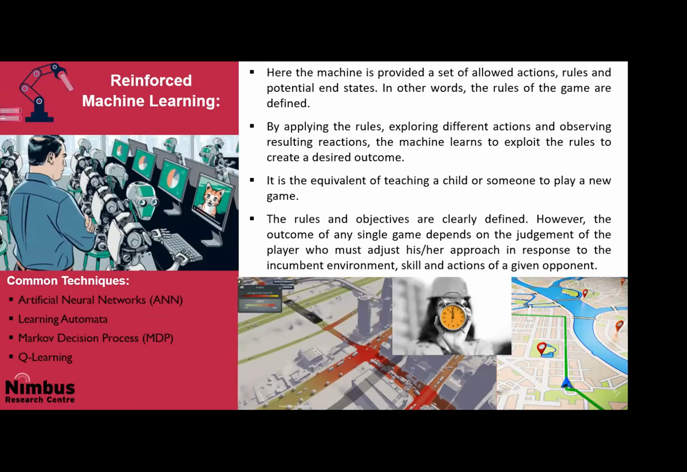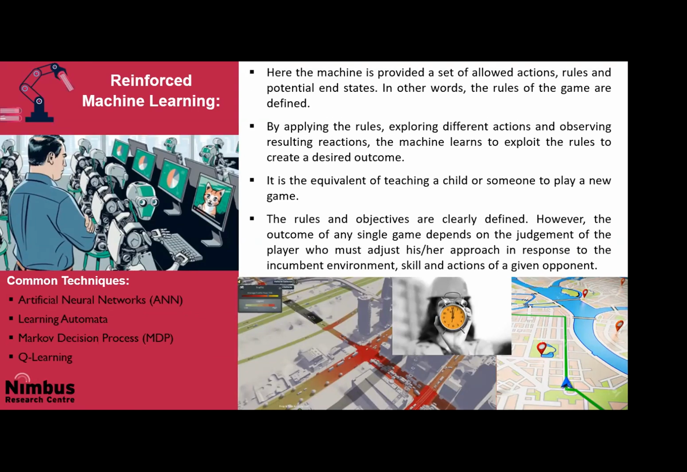So in reinforcement learning, the machine is provided a set of allowed actions, rules, and potential end states. In other words, the rules of the game are defined, and by applying the rules, exploring different actions and observing the resulting reactions, the machine learns to exploit the rules to create a desired outcome, thus determining what series of actions in what circumstances will lead to an optimal or optimized result.